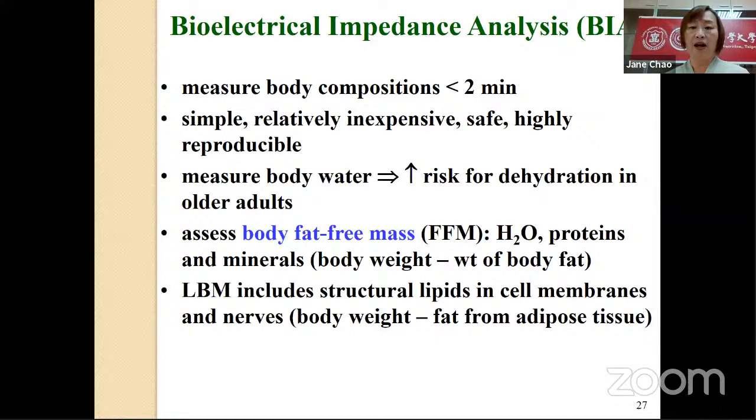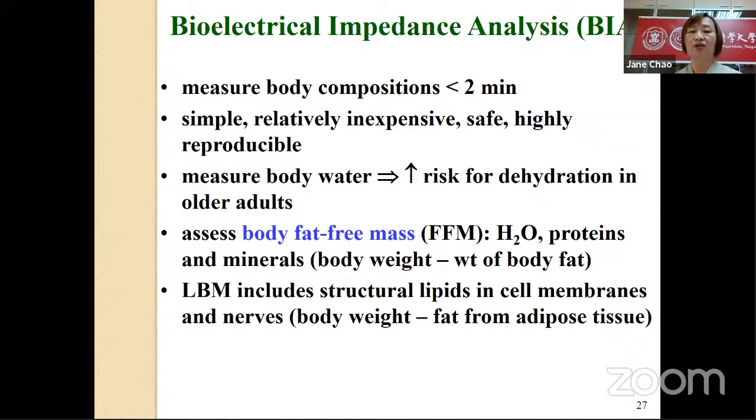Finally, I introduce the final method for anthropometric measurement. It's BIA, bioelectrical impedance analysis, abbreviated BIA. BIA is a reliable, relatively inexpensive, safe, and highly reproducible method. The measurement only needs less than 2 minutes. So it's easy to use BIA to measure body composition.